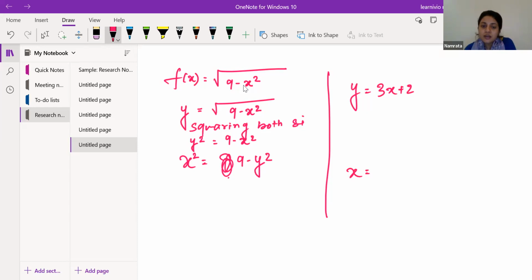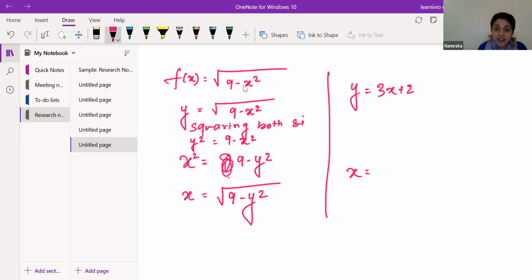Yes, ma'am. So to find the range, at first we are trying to change the variable. Automatically we will not change the variable. We will not write y at the place of y or x at the place of x. We have to keep x on one side, and then all the expression related to y will be on the other side. That's what we are doing. So from here we got x will be under root 9 minus y square.